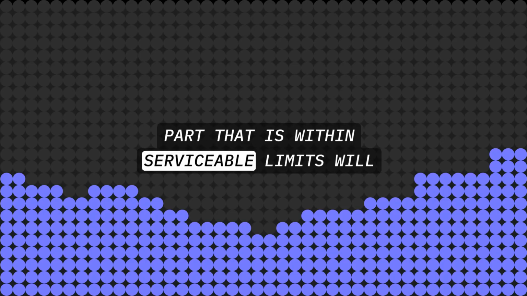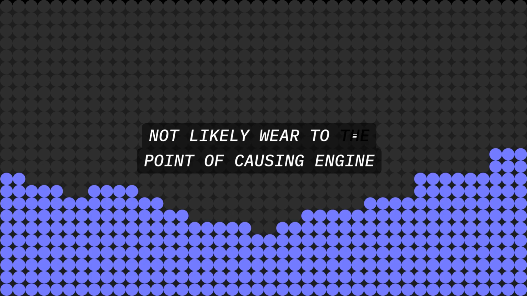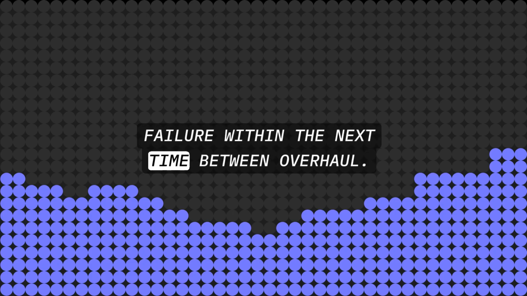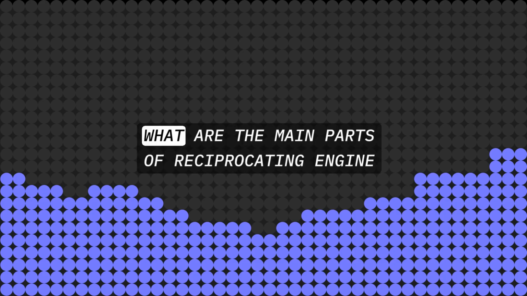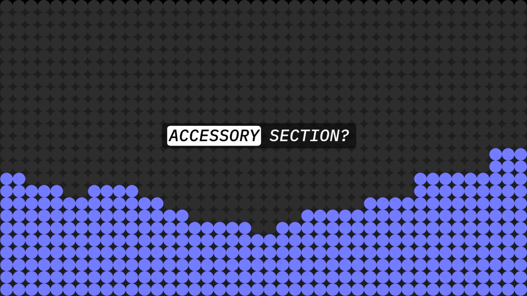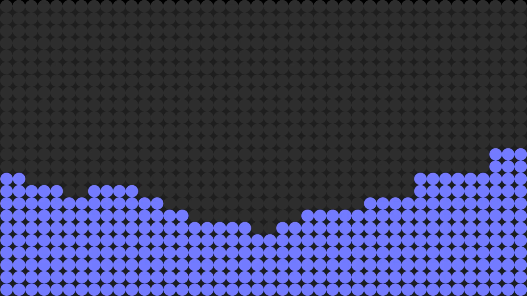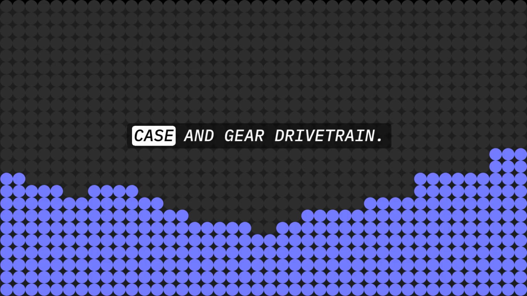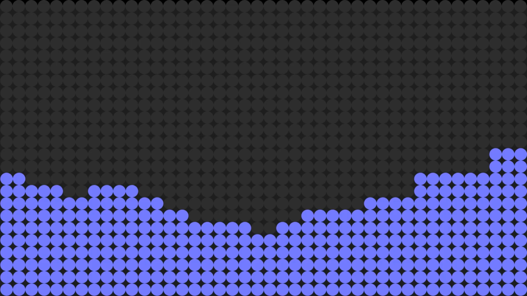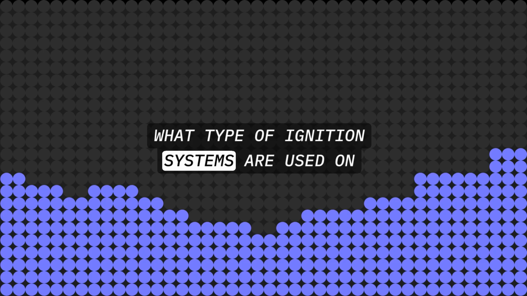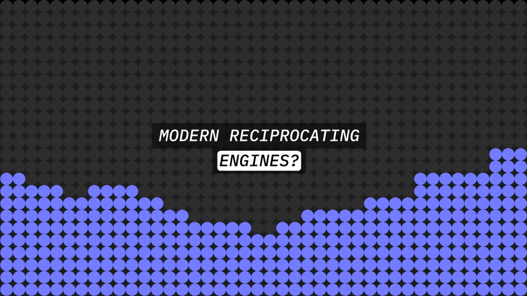A part that is within serviceable limits will not likely wear to the point of causing engine failure within the next time between overhaul. What are the main parts of a reciprocating engine accessory section? Case and gear drivetrain. What is stoichiometric ratio? (15:1). What type of ignition systems are used on modern reciprocating engines?